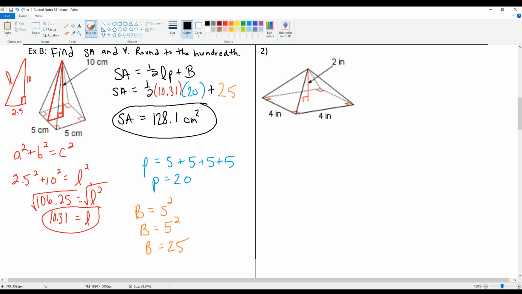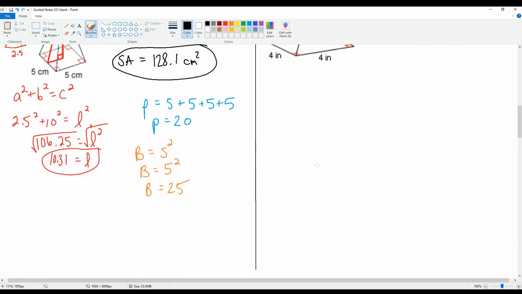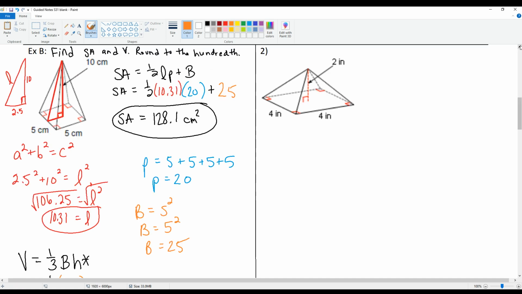The other part of this problem is finding the volume. I'm going to scroll down to where I've got a little more room. The volume formula, remember, is very similar to that for the prism. It's volume equals 1/3 base times H star. Filling this in, I don't know what the volume is, so that stays a V. The capital B we already solved. That's 25. H star was given in the problem. It's this line going right down the middle, meeting a right angle at the base. So that's 10.